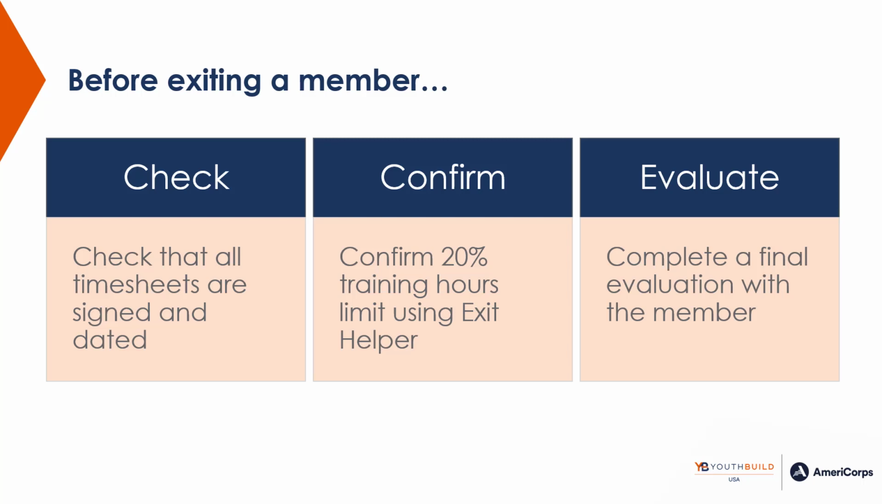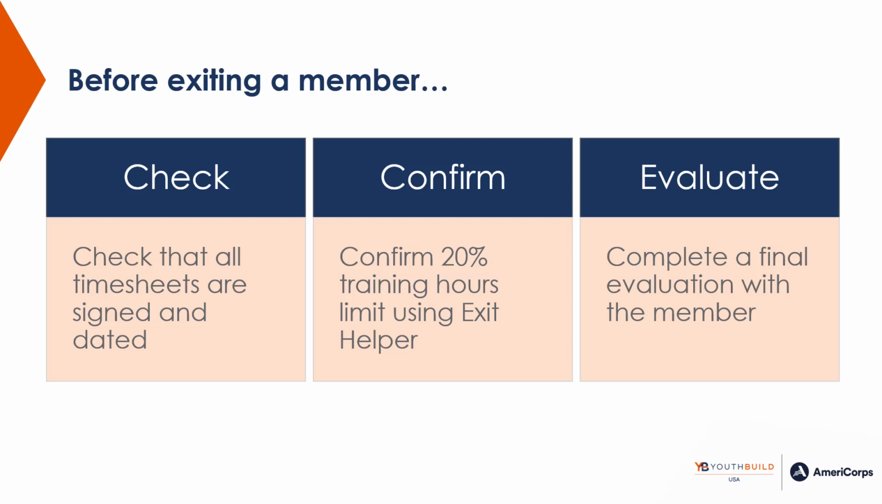You must also confirm that the hour log is accurate, paying particular attention to the training limit rule and double checking that the total number of hours your hour log reports only includes 20% or less of training time. This is the opportunity to use the Exit Helper tool in your hour log if you need to adjust any reported training time down.